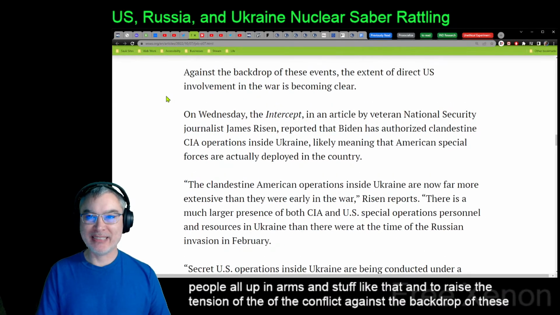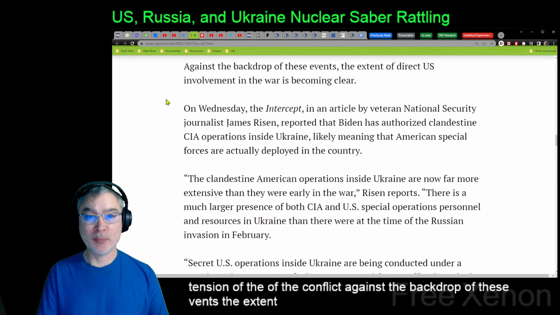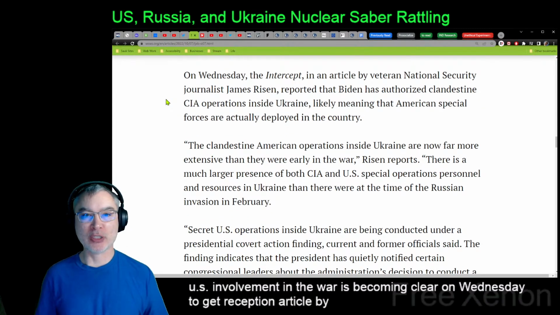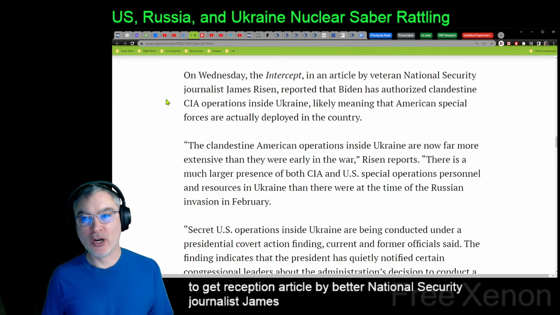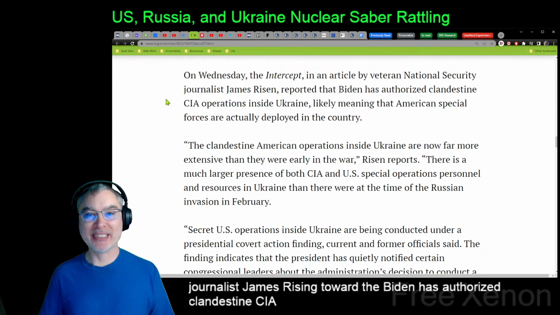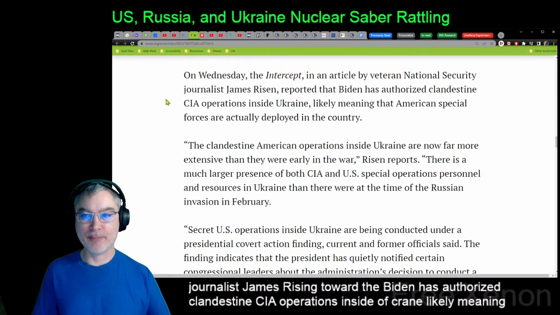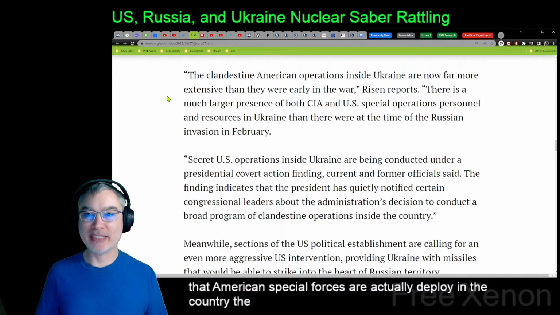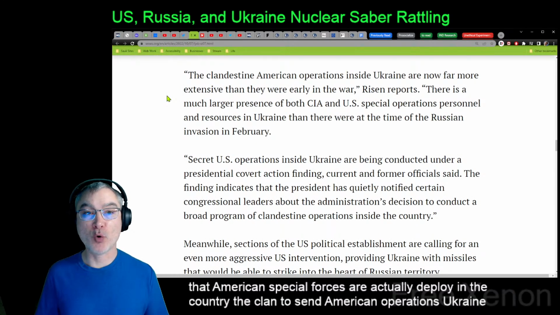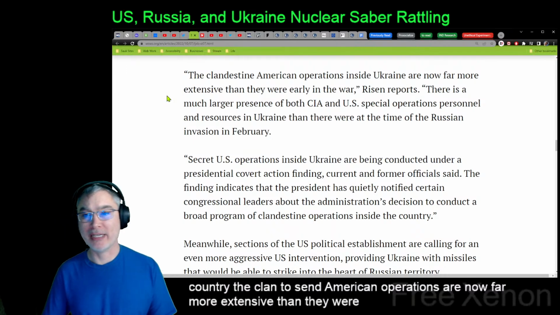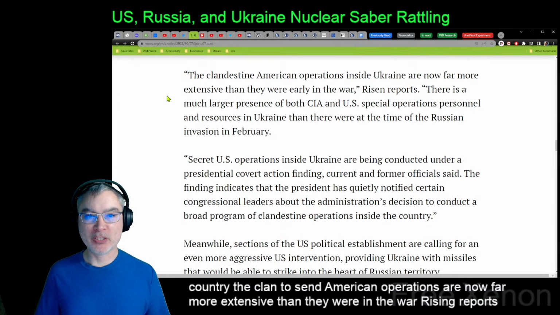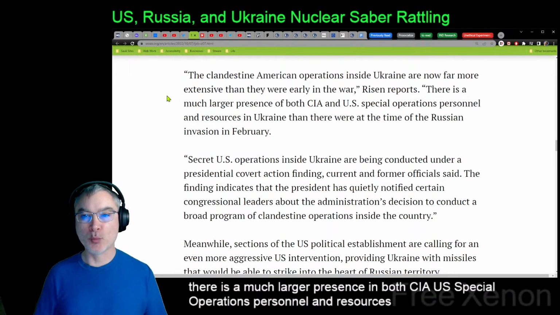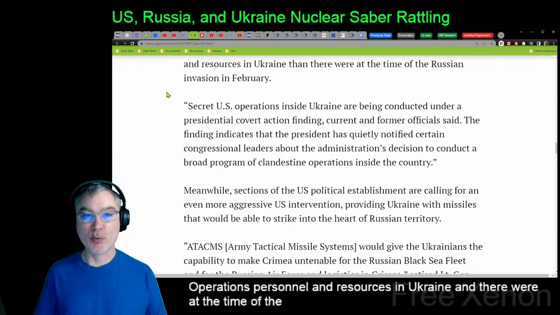Against the backdrop of these events, the extent of direct U.S. involvement in the war is becoming clear. On Wednesday, The Intercept, in an article by veteran national security journalist James Risen, reported that Biden has authorized clandestine CIA operations inside Ukraine, likely meaning that American special forces are actually deployed in the country. The clandestine American operations inside Ukraine are now far more extensive than they were early in the war, Risen reports. There is a much larger presence of both CIA and U.S. Special Operations personnel and resources in Ukraine than there were at the time of the Russian invasion in February.